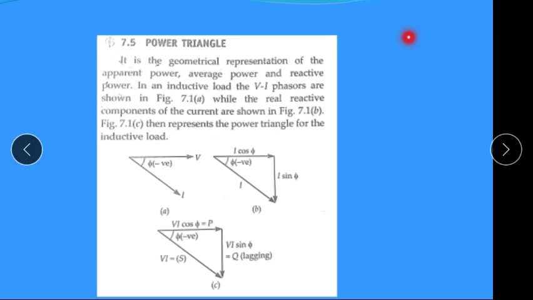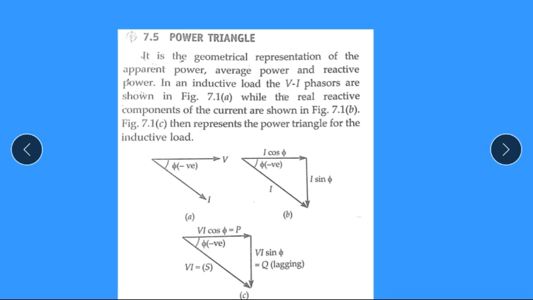Now, the power angle triangle. What is the power angle triangle? The power angle triangle is the geometrical representation of the apparent power, average power and reactive power. In an inductive load, V and I phasors are shown in figure A, while the real and reactive components of the current are shown in figure B. Figure C represents the power triangle for the inductive load.